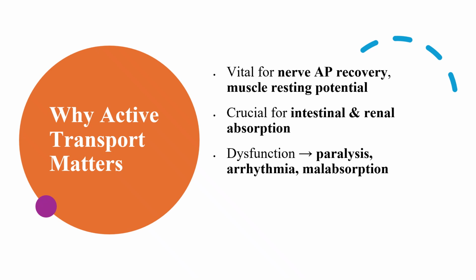Next, muscle cells rely on the same pump to maintain their resting potential, which sets the stage for controlled contraction. Then shift to the gut and kidneys. Both organs depend heavily on secondary active transport. Sodium gradients drive the movement of glucose, amino acids, and many electrolytes. So active transport isn't just a molecular detail, it is the foundation that keeps excitable tissues responsive and epithelial tissues absorptive.